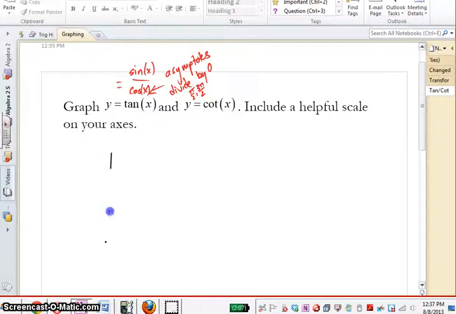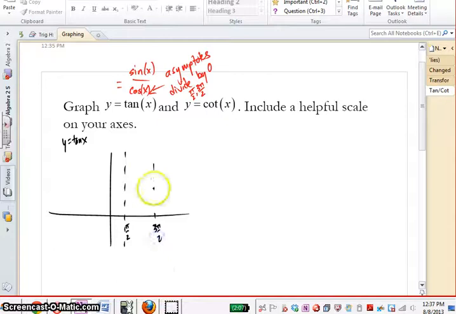So, when we look at our graph of tangent, what we're looking for are asymptotes at pi over 2, 3 pi over 2, negative pi over 2, and on for as long as you'd like.